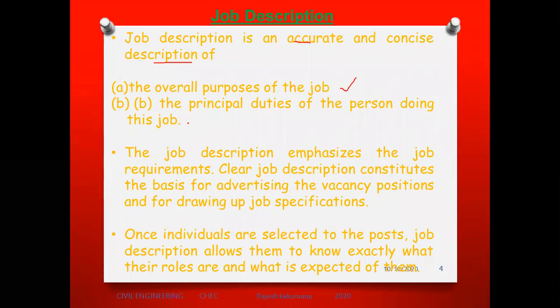Next, the principal duties of a person doing this job. So whenever you get a job as a site supervisor, what are the principal duties you have to do? What are your limitations? To what extent can you talk to your daily laborers, or to your senior person? How do you have to communicate with your co-workers? Like this, you have the overall description in the job description concept.